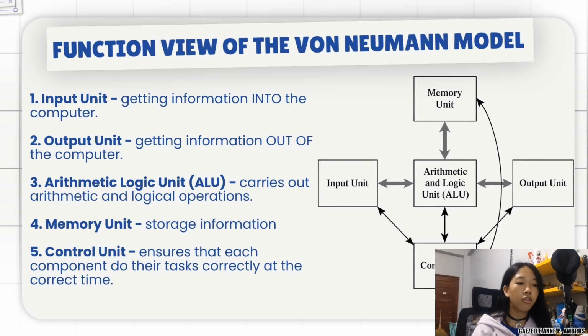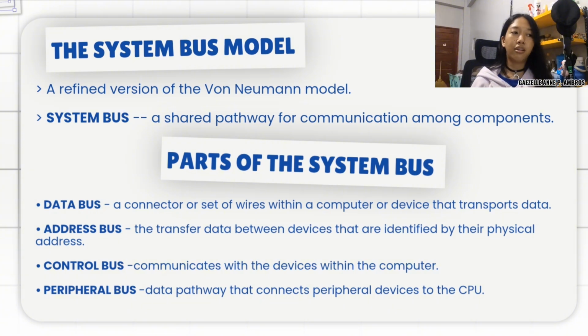Let's now move on to the system bus model, which is a more refined version of the von Neumann model. As in this model, there are 3 types of buses and 3 lanes that each unit goes through. So it doesn't just go in one lane like in the von Neumann model. So here in the system bus model, as you can read, it is a shared pathway for communication among components. And there are also 4 parts to the system bus model.